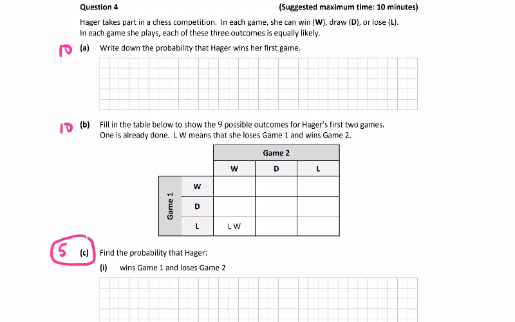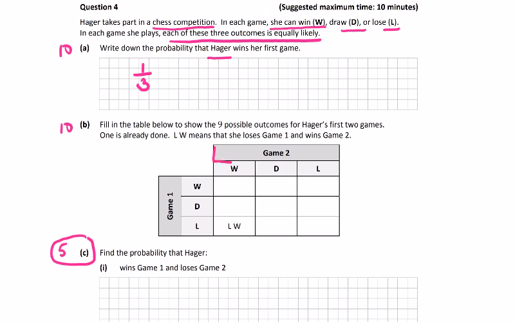Probability. And there's actually a C part 2 here, but both parts of C were worth 5. So write down the probability that Hager wins this game. So she takes part in a chess competition. In each game, she can win, draw, or lose, and in each game she plays, each of these three outcomes is equally likely. So the probability that she wins the first game, well, there are 3 outcomes, so she has a 1 in 3 chance of winning the first game.